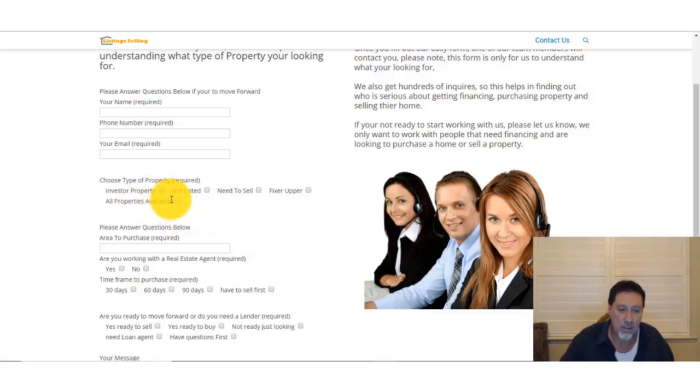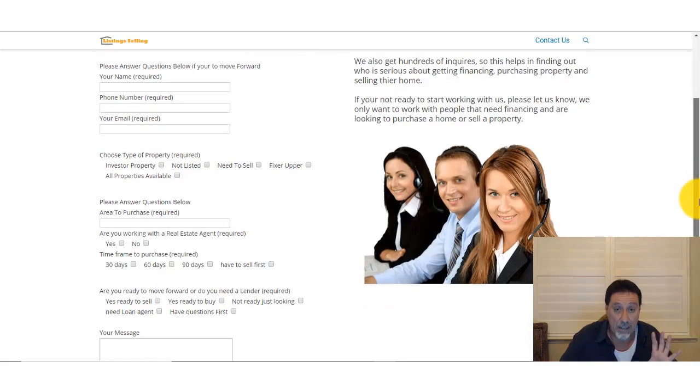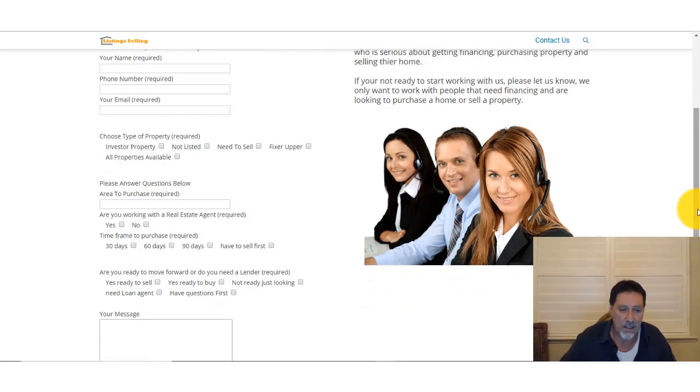Type of property are you interested in? Investor property, not listed, need to sell, fixer upper, all properties available. You see how we kept that super simple. So the realtors who are listening, this is for you guys. Everybody else, you're not in this niche. It's not really going to matter at this point in time, but hang in there because I've got more and more stuff. So I'm just trying to do the best I can here. Okay, hopefully I'm doing good here.